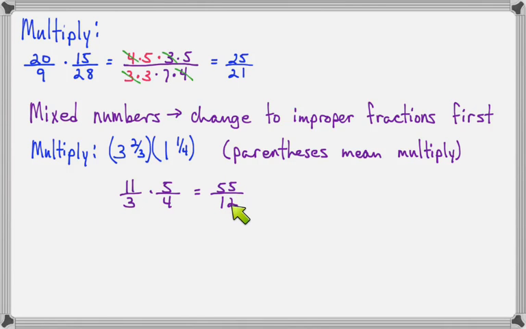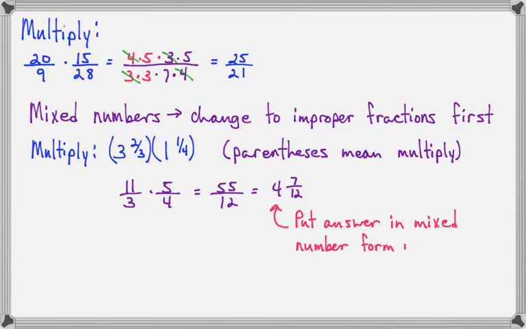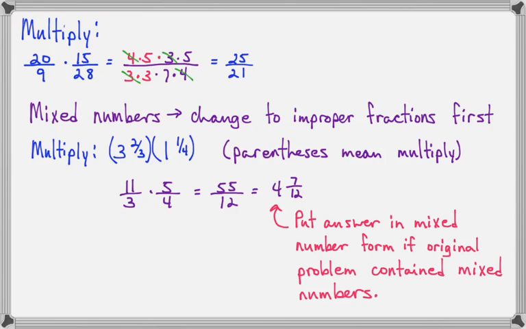And now this is a simplified fraction, but I need to change it back to mixed numbers because the problem was given in mixed numbers. So let's say 12 will go into 55 4 times with 7 left over. Okay? Just a reminder to make sure we put the answer in mixed form if the problem contains mixed numbers.